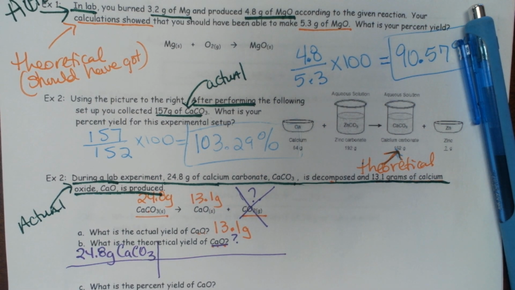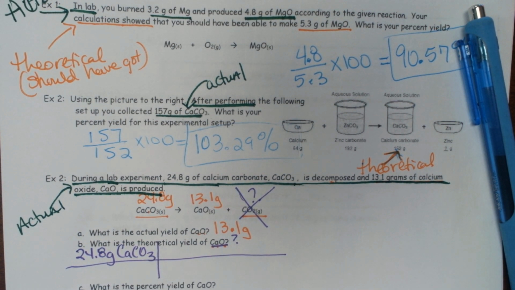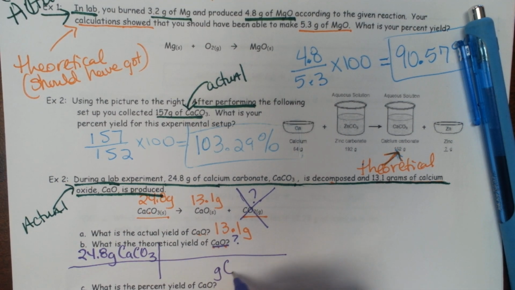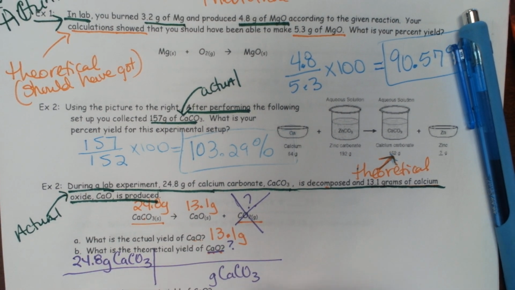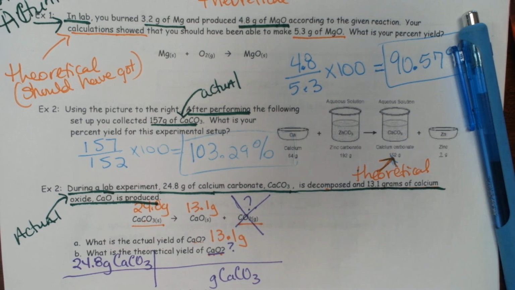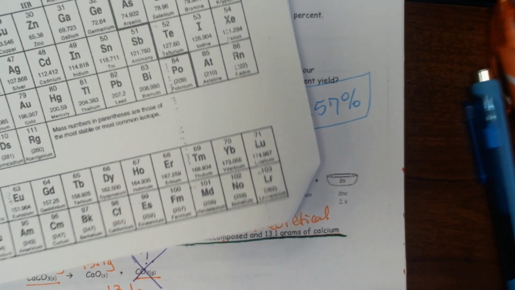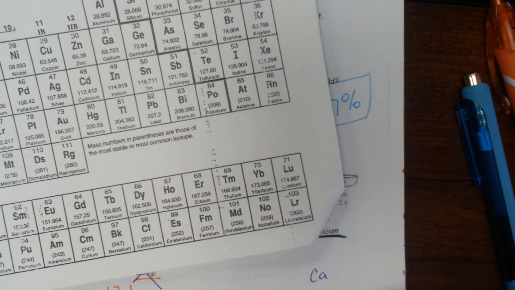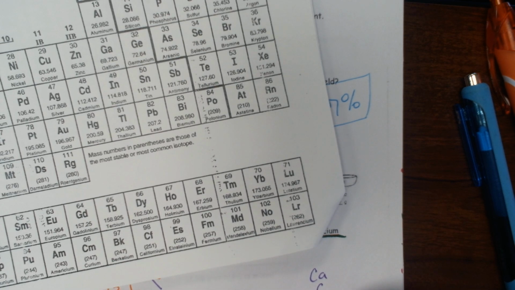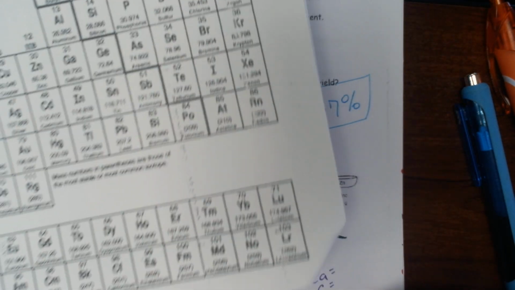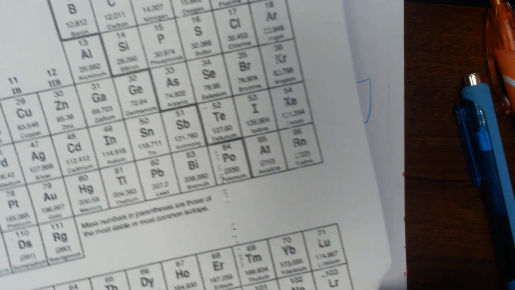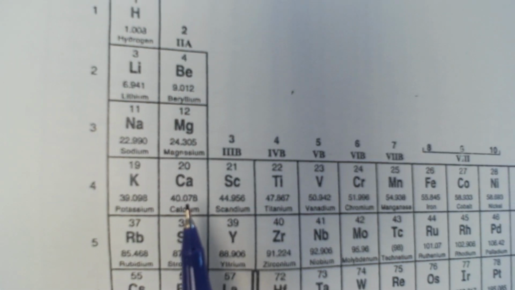If I have grams, I've got to put grams at the bottom, just like algebra class. CaCO3. Ca is a metal, calcium, C and O. Oxygen is right here, we count that as 16. Carbon is right here, 12. And then calcium is right here, I'm just going to count it as a 40.